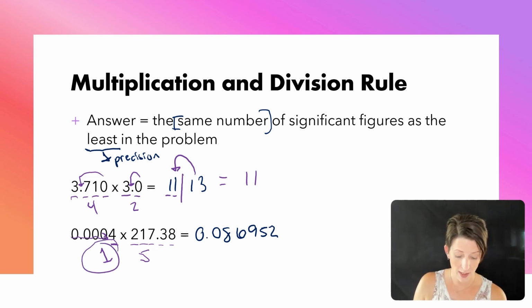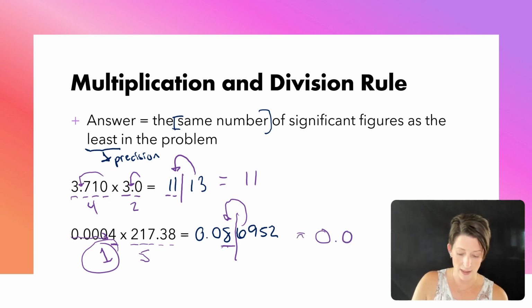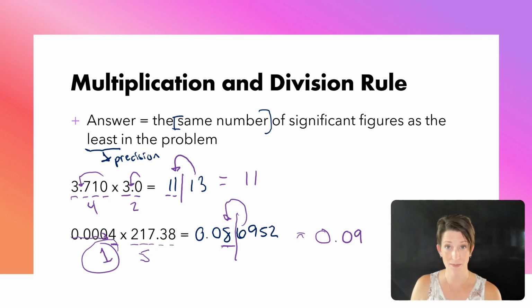Those zeros do not count, so I go until I find my first significant value. That's going to be the 8. I only want 1. Draw my line. Does my discarded 6 cause the 8 to round up? Yes, it does. So my final answer is 0.09 to that 1 significant digit.